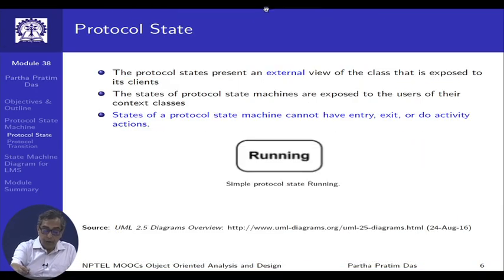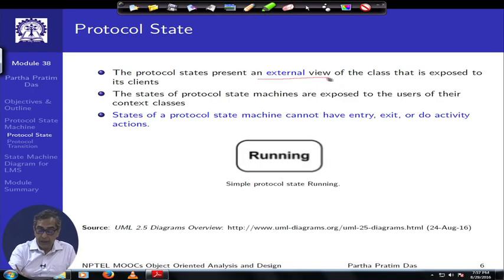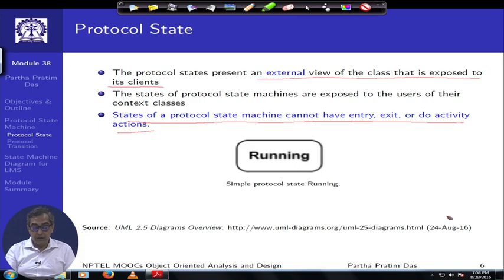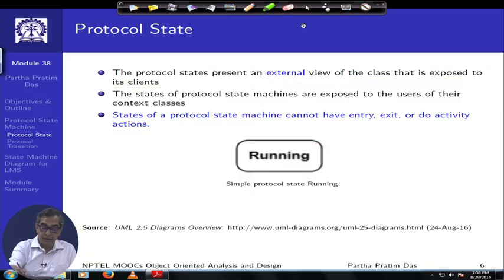So, protocol states represent an external view of the class that is exposed to its clients, that is whatever the client is doing with that class, you will be able to see that in terms of the protocol state. The states of a protocol state machine do not have this, we have already mentioned. So, this is a protocol state, a simple protocol state, running. Protocol states will only have their names to represent.